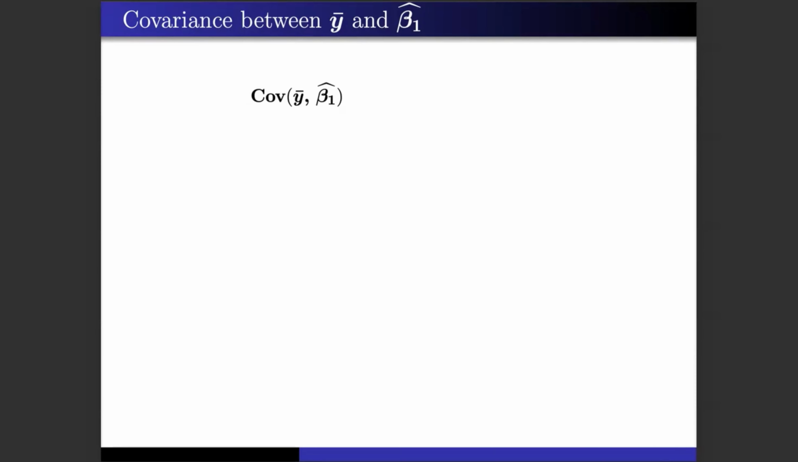We have to find the covariance between y bar and beta 1 hat. Y bar is the sample mean. Given n values of the dependent variable, y bar is the average of all those n values. That is, y bar is equal to summation yi divided by n, where i goes from 1 to n. And using the first property of beta 1 hat, that beta 1 hat is a linear combination of the observed values, beta 1 hat can be written as summation j going from 1 to n kj yj. Awesome. So this is something we have already seen earlier. Let's try to see how we can simplify it further.